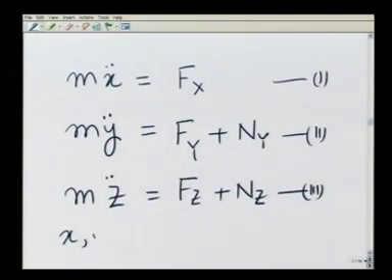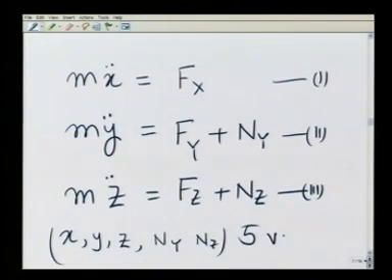Let us see how many variables there are. There are x, y, z, Ny and Nz. 5 variables.